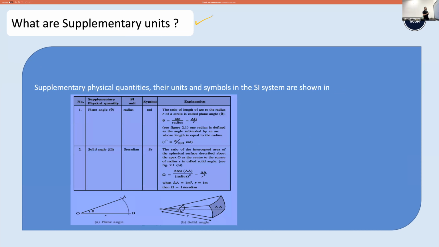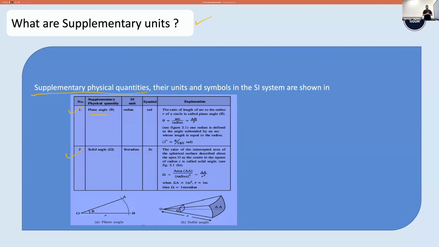So what these supplementary units are: there are some supplementary physical quantities for which we'll never include these units in the measurements. Okay, but we'll know what they are. One is for a plane angle and the second is for something called a solid angle. So plane angle means, what is it?